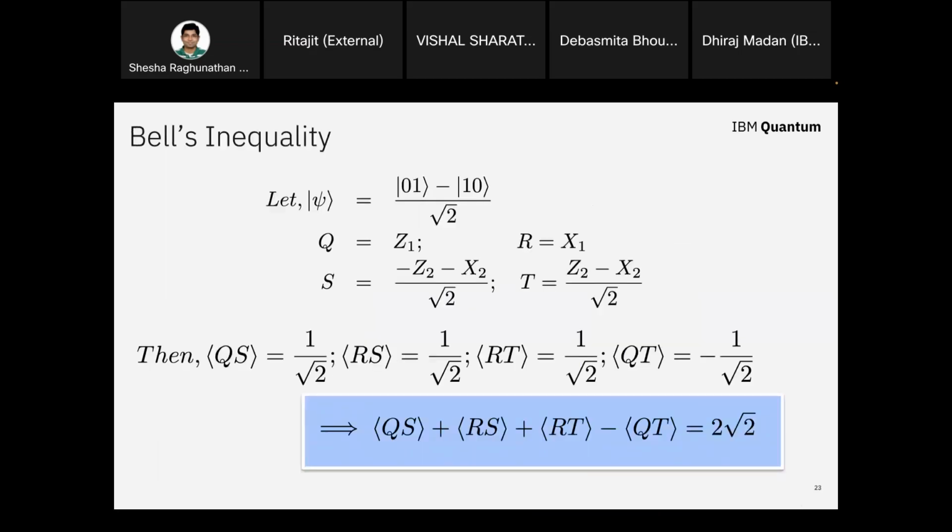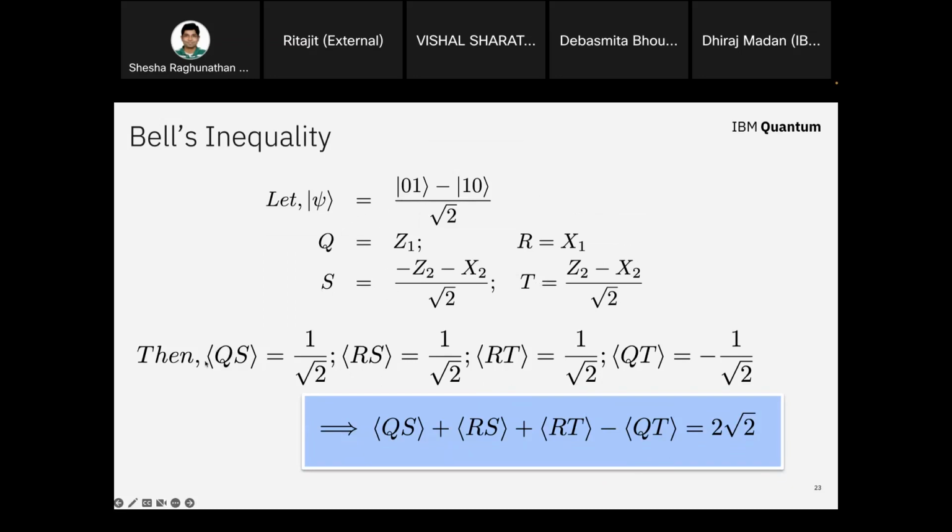Now let's assume that Charlie builds a Bell state as shown here, 0, 1, -1, 0. Note that it's a maximally entangled state. Let's say the measurement that Alice does is defined by Q and R, same as before, and S and T by Bob, same as we had earlier. But these are the operators that they apply.